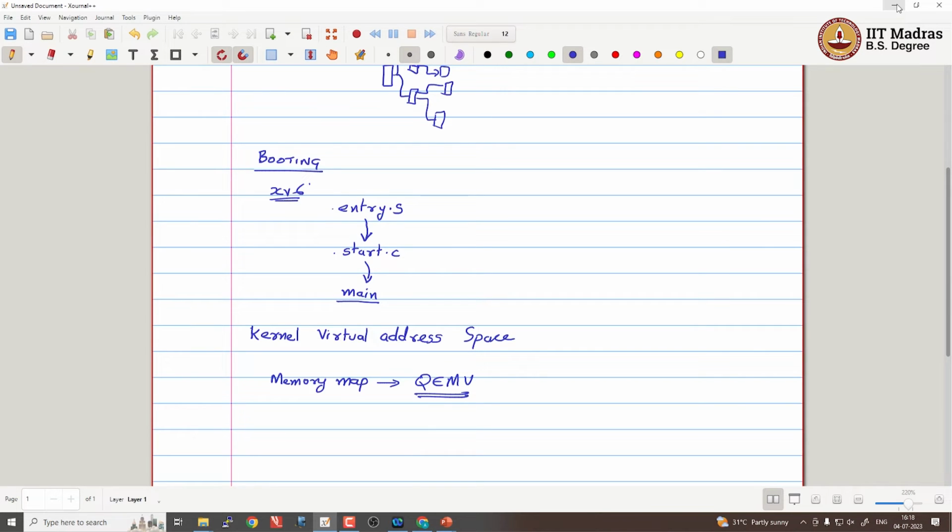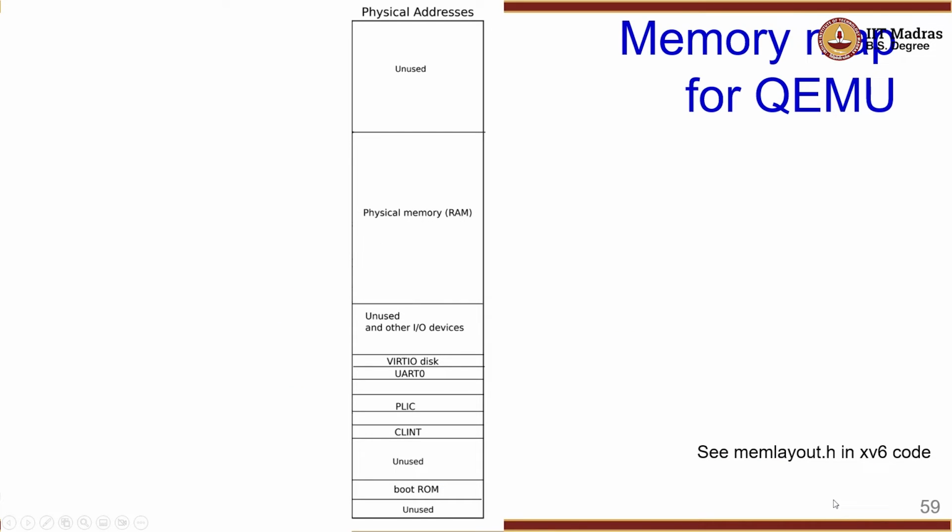Why do we need this? Because QEMU is essentially our emulator, right? So it emulates the system, and therefore it has its own unique memory map. Now we need to understand this particular memory map and then create our kernel virtual address space according to this memory map.